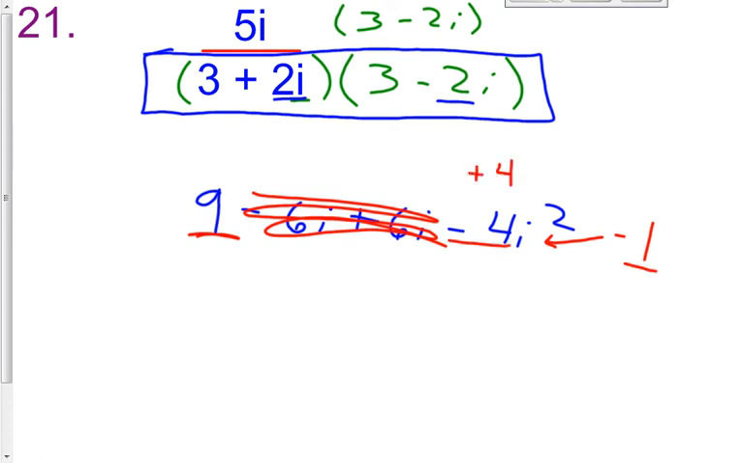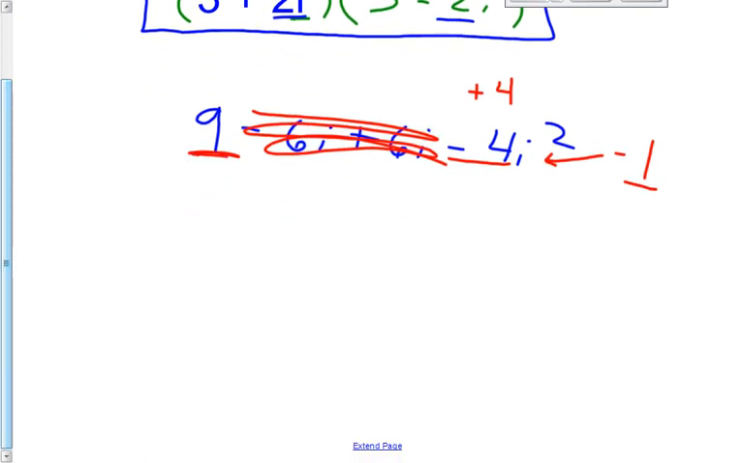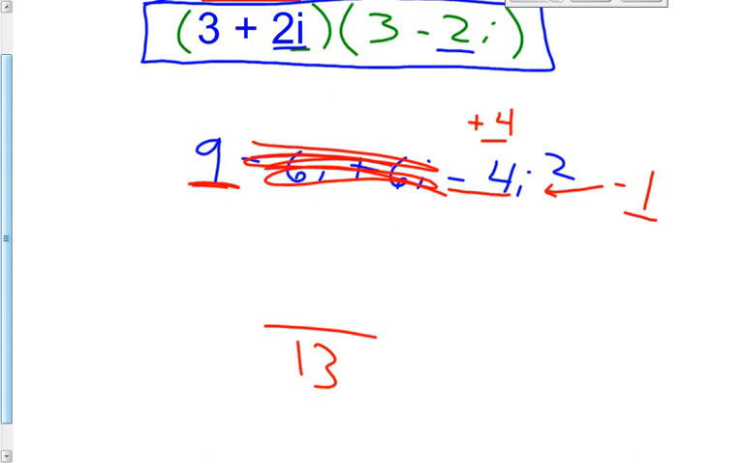What just happened to your denominator? It became real, not imaginary. 9 plus 4 is 13. So our denominator is 13. Once again, we got that because when we FOILed, the middle two terms canceled out. This i squared became a negative 1, and then we multiplied that by this negative 4. A negative times negative is a positive, and 9 plus 4 is 13.